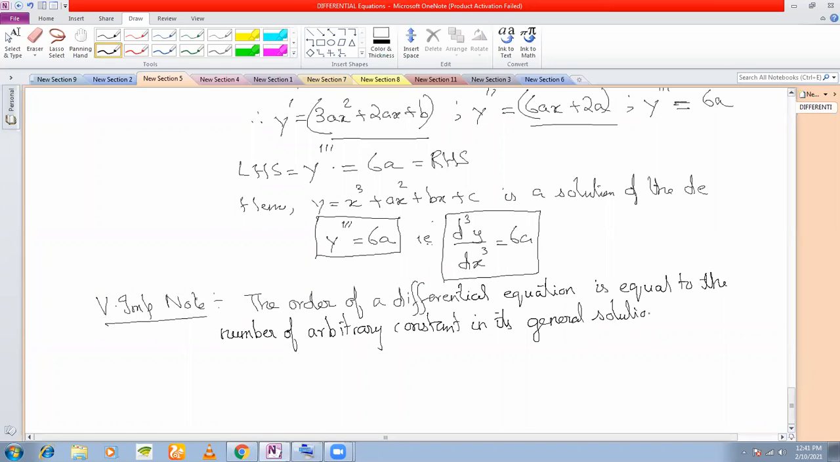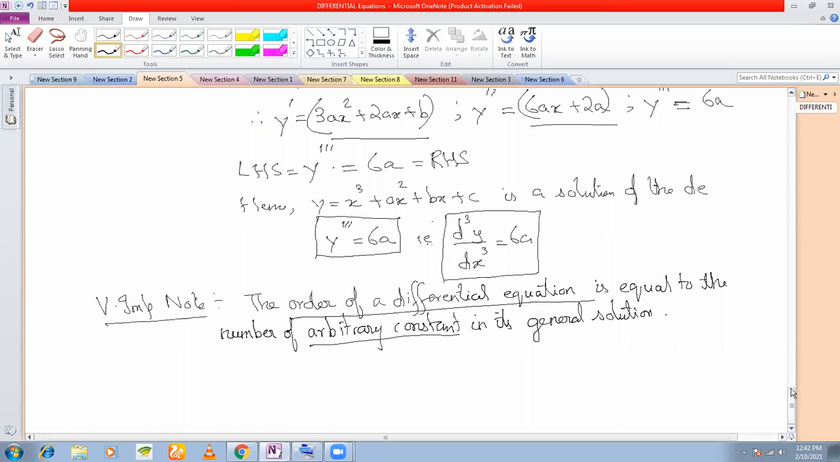What do you mean by order of a differential equation? Order of a differential equation means the derivative of highest order that occurs in a differential equation, right? That is called the order. Now, what does this note mean? This note means that for any differential equation that you take, of whatever order, the order of that differential equation will always be equal to the number of arbitrary constants in the solution.